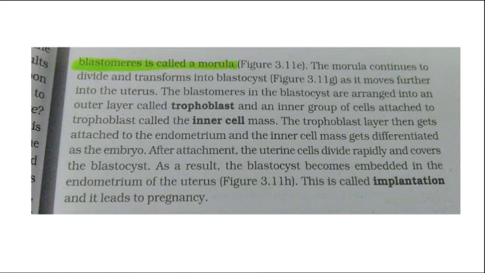After attachment, the uterine cells divide rapidly and cover the blastocyst. As a result, the blastocyst becomes embedded in the endometrium of the uterus. This is called implantation, and it leads to pregnancy.